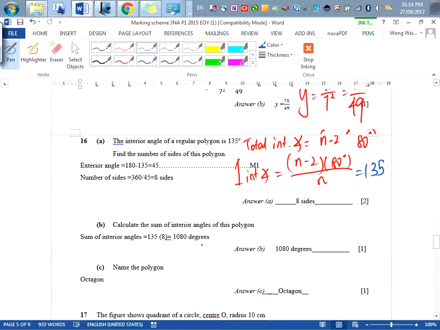Okay, so now part B, the sum of interior angles. After you find that n is equals to 8, we substitute it back into the first equation, which is sum equals to 8 minus 2. Wait. Oh, never mind. Don't need all that already. Because we already know that one interior angle is 135. 8 of them will just be this, yes? This value, 1080.